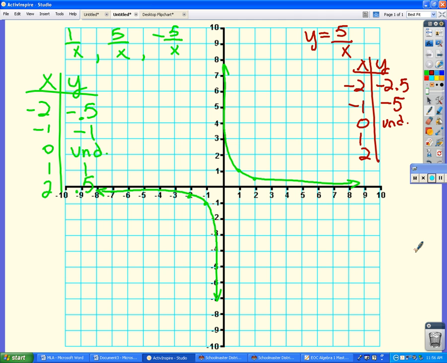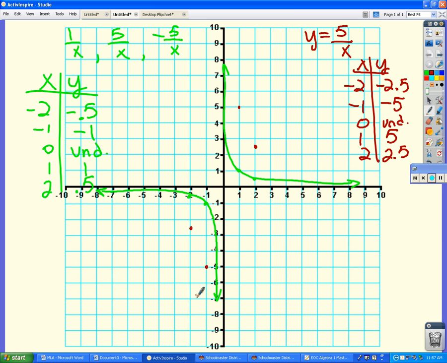What's 5 divided by 1? 5. And 5 divided by 2 is 2.5. Okay? So now I have to graph these points, and I'm going to do it on the same graph. So -2, -2.5 is here. -1, -5 is going to be there. Okay, 0 is undefined again, 1, 5, 2, 2.5.